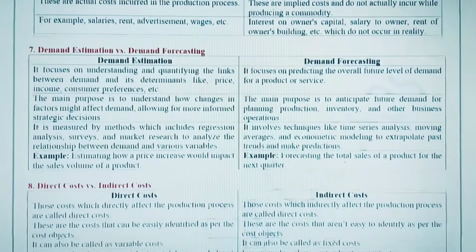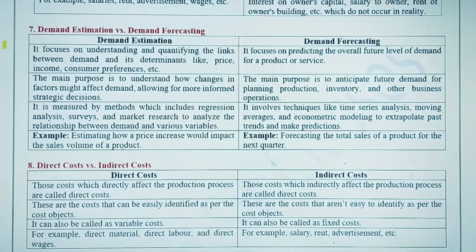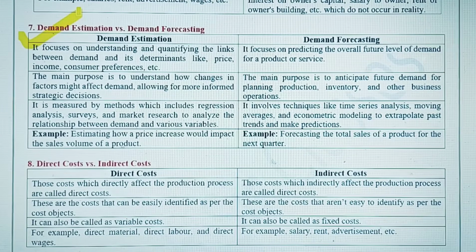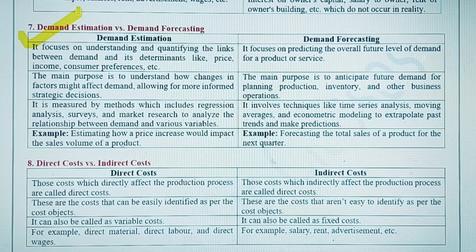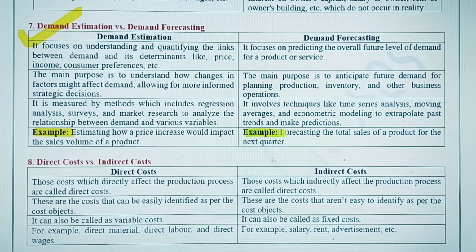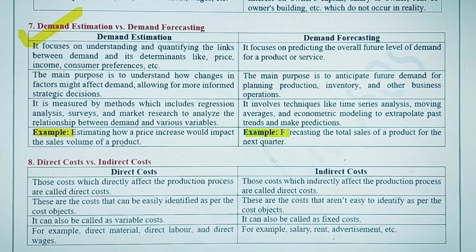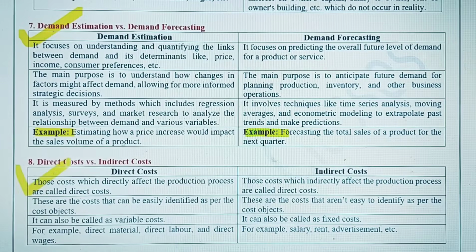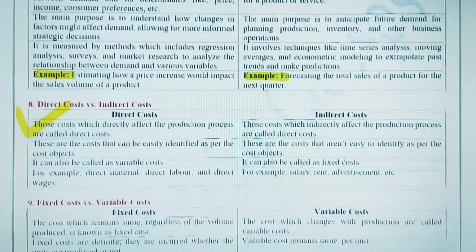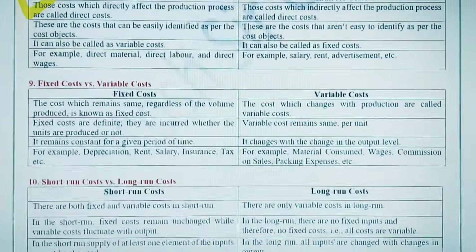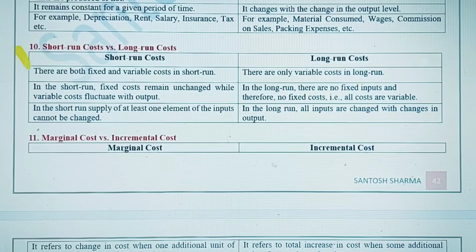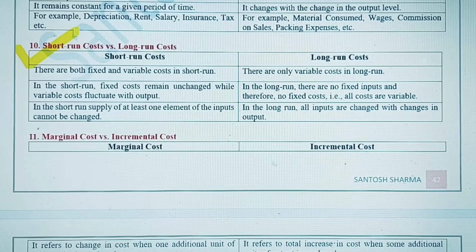Then one more, demand estimation and demand forecasting. This difference also came in the previous exams quite a number of times. Always try to give examples. You will be asked to give examples, in fact. Then we have the difference between direct cost and indirect costs, fixed cost and variable cost, then short run cost and long run cost. This is also quite very important.